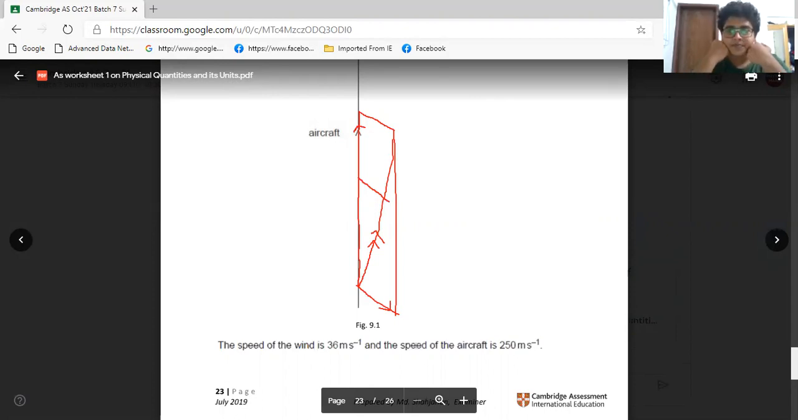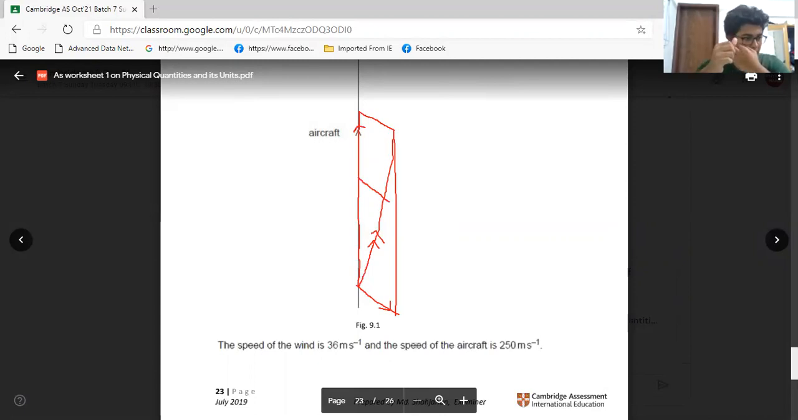The speed of the wind is 36 meter per second, and the speed of the aircraft is 250 meter per second. So here it's a big number, right? Previously you got 7.5, 2.5. It was easy to draw with a ruler. Now if you take 250 centimeter, then what will happen? It's big, right? So what will you do? You will make it shorter.